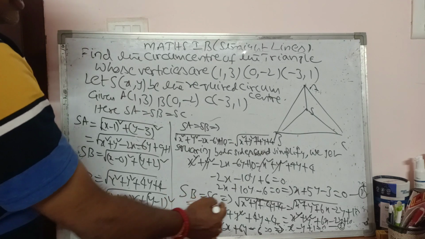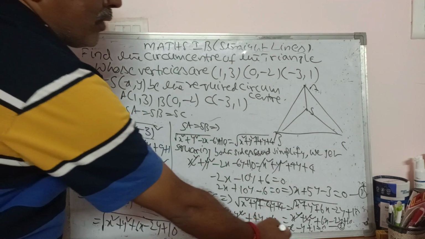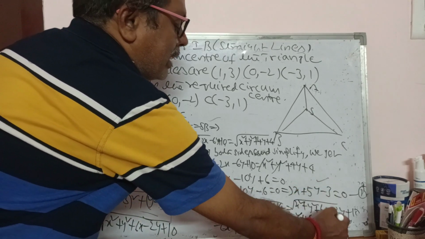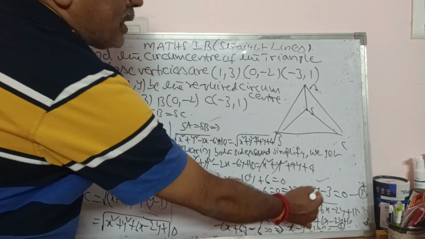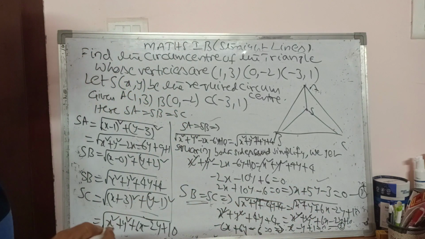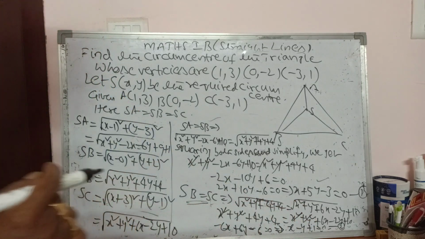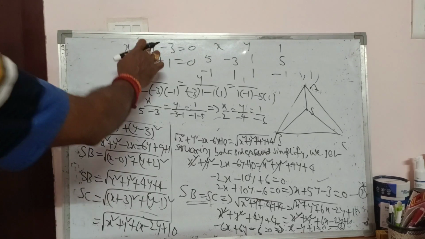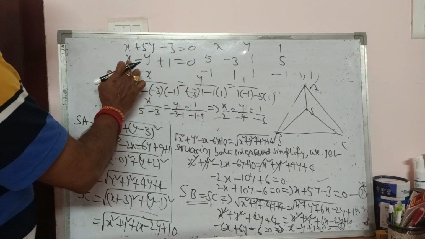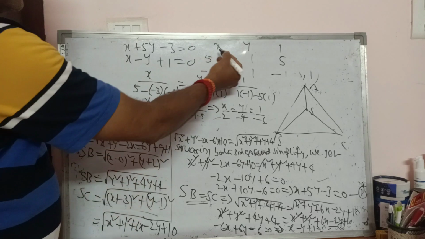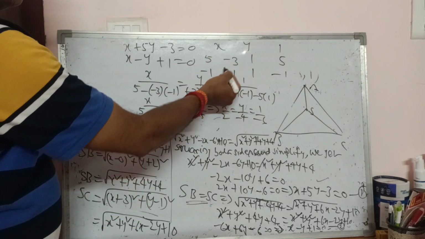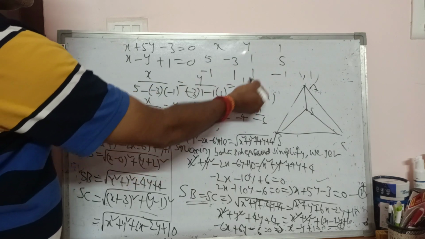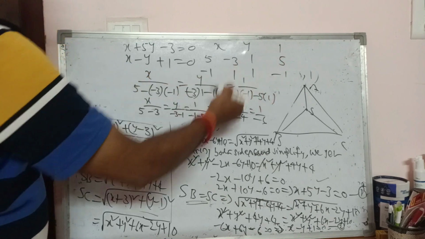Similarly, SB is equal to SC, and simplifying this equation we will get x minus y plus 1 is equal to 0. Therefore, the point of intersection of x plus 5y minus 3 is equal to 0 and x minus y plus 1 is equal to 0 is the required circumcenter. Solving 1 and 2, x plus 5y minus 3 is equal to 0, x minus y plus 1 is equal to 0. Therefore, x by 5 into 1 minus 3 into minus 1. Y by minus 3 into 1 minus 1 into 1. 1 by 1 into minus 1 minus 5 into 1.